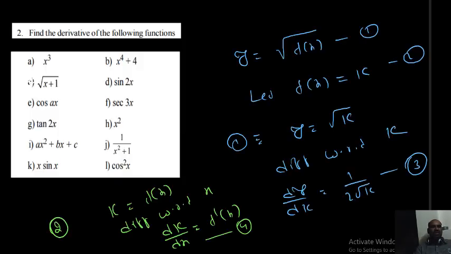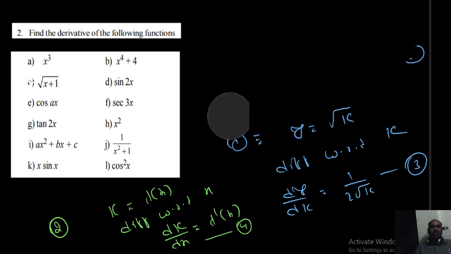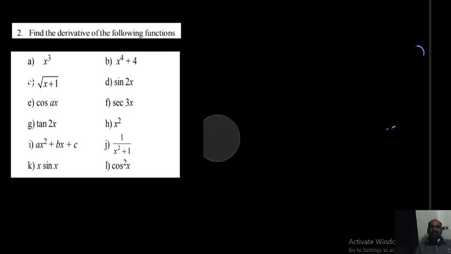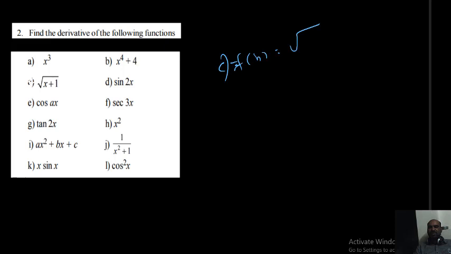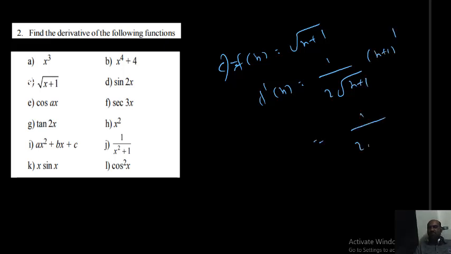Okay, now I can directly solve problem number 3, the C problem. F of x is given as root over x plus 1. f dash of x equal to 1 by 2 root over x plus 1, and the inner x plus 1 differentiation, 1 by 2 root over x plus 1 into 1. That is the answer. Okay.